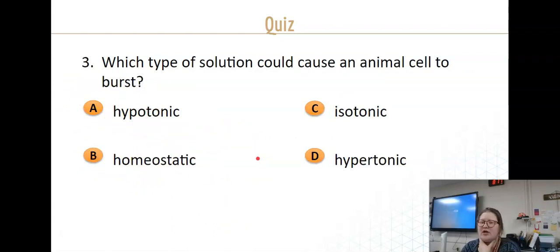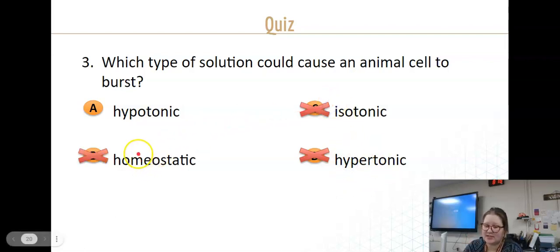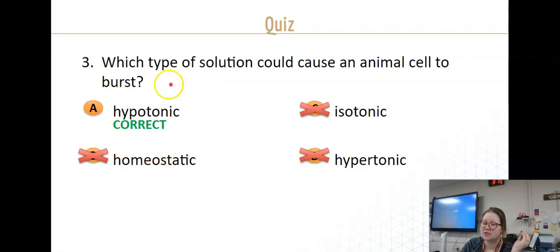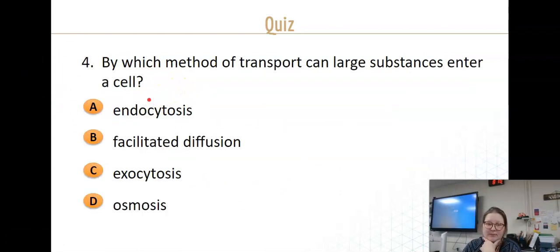Which type of solution could cause an animal cell to burst? Hypotonic, isotonic, homeostatic, or hypertonic? Not hypertonic. This would cause a plant cell to shrivel. Isotonic would be even on both sides. Homeostatic, we did not even talk about. It's going to be hypotonic. That can cause an animal cell to burst because all of the water is rushing into the cell.